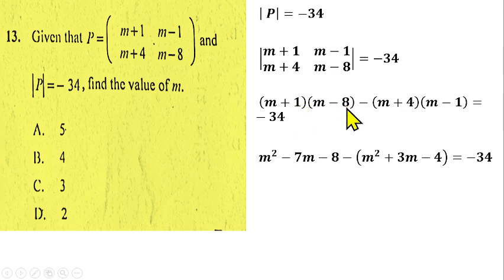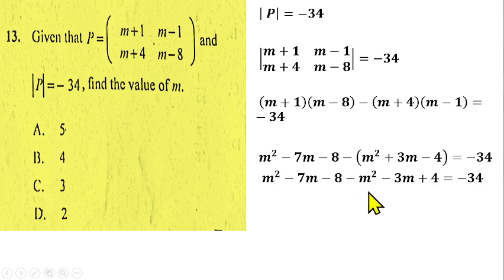So 1 times minus 8 gives us minus 8. So we have multiplied this and simplified to get this minus. If you expand this one as well, you'll have this equal to minus 34. Then open this bracket with the minus here, you'll have m squared minus 7m minus 8m. Then minus will open the bracket, we have minus m squared minus 3m plus 4 equals to this.